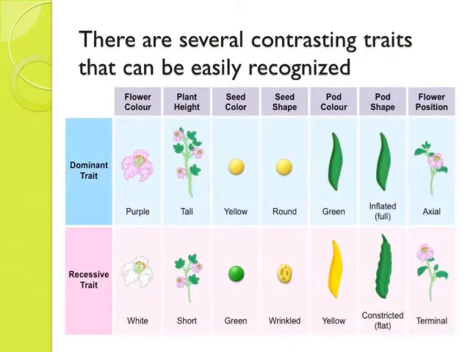In addition, there are several contrasting traits that can be easily recognized in the pea plant, as the flower color, the plant height, the seed color, seed shape, pod color, pod shape, and the flower position.